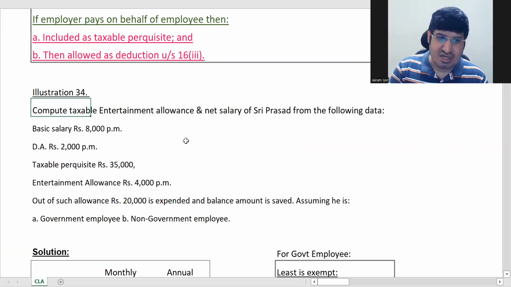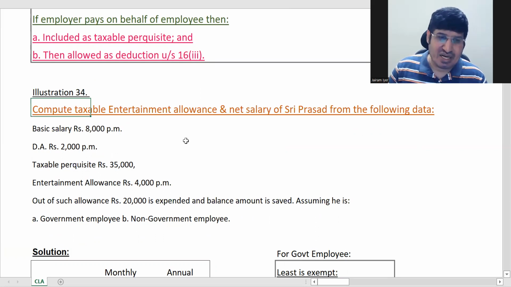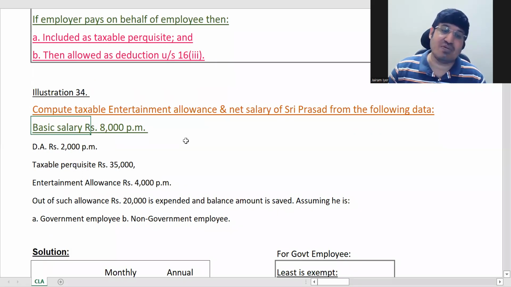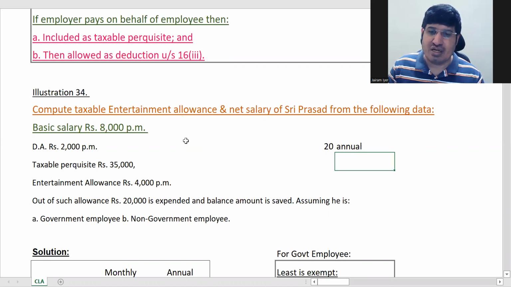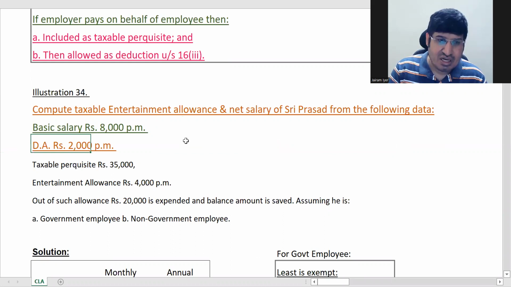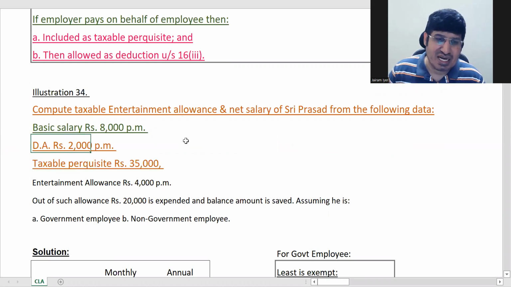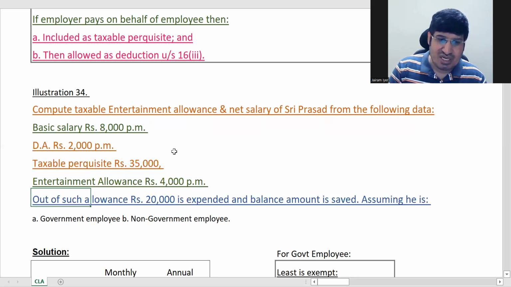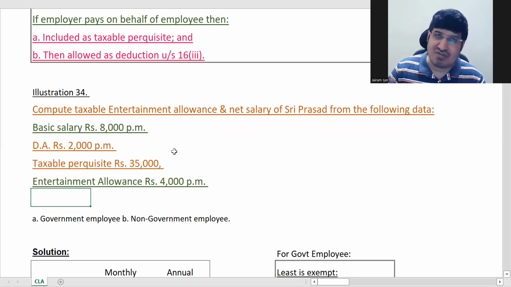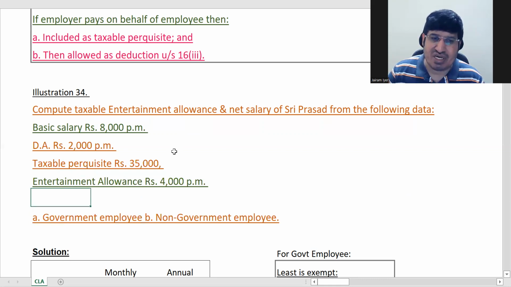Okay. So this is the first illustration. Compute entertainment allowance and net salary of Prasad from the following data. Basic salary, see PM is given, right, per month. Only if this is given, you can assume PM. Even if I give you, say, 20 rupees without anything being mentioned, you have to assume it to be annual. Okay. So basic salary is 8,000, DA is 2,000 per month, taxable perquisites are 35,000. And entertainment allowance is 4,000 per month. Out of entertainment allowance, 2,000 is expended, balance is saved. Correct? So this sentence is fully useless for us, correct? How much is expended, saved? We don't have to do anything with it. So we have to assume whether he is a government employee or non-government employee, and find out entertainment allowance.